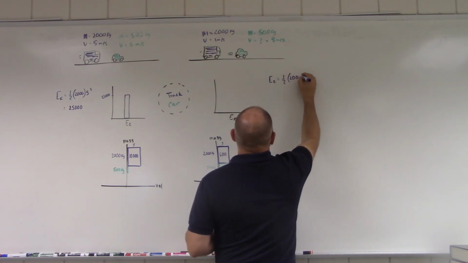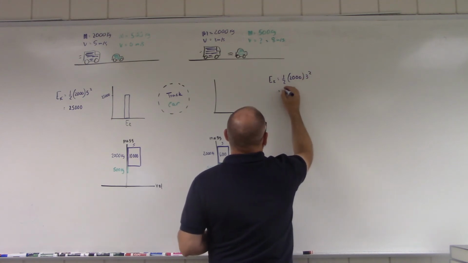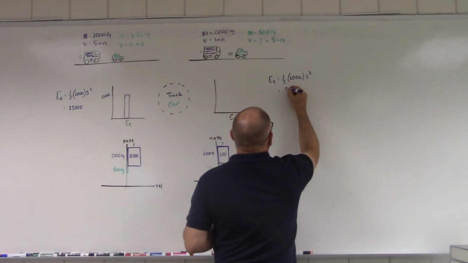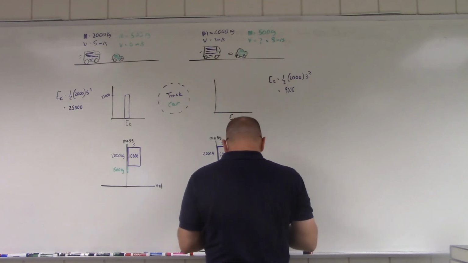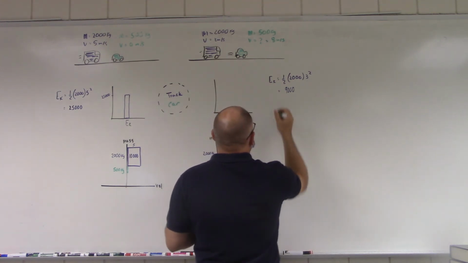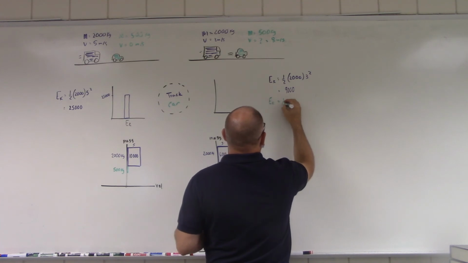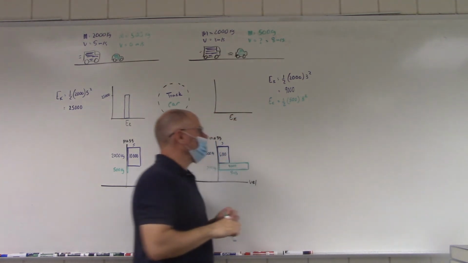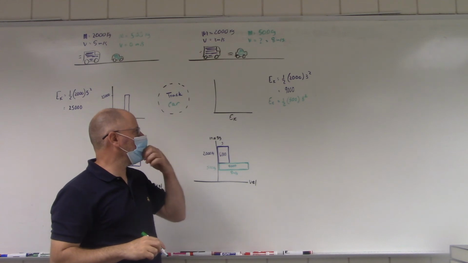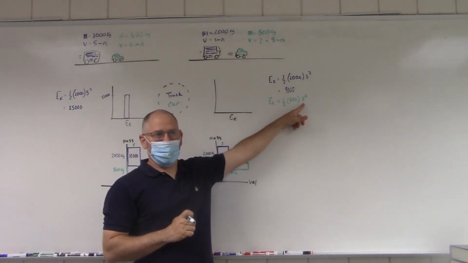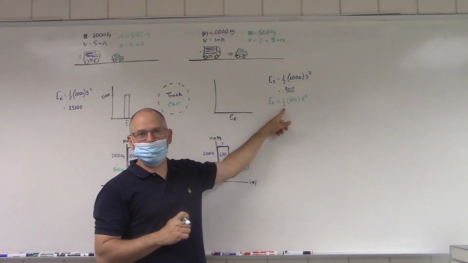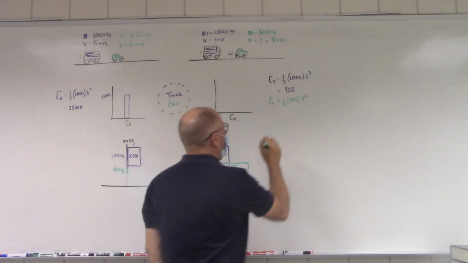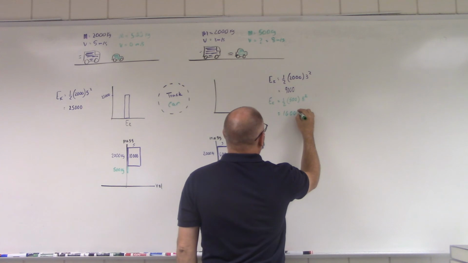1/2 the mass is 2,000. 3 squared. 1/2 of 2,000 is 1,000. 3 squared is 9, so 9,000. And what about for the car? Car's moving now, so it's going to have some kinetic energy. What's 8 squared? 64. 1/2 of 64 is 32. And 32 times 500 is 16,000.